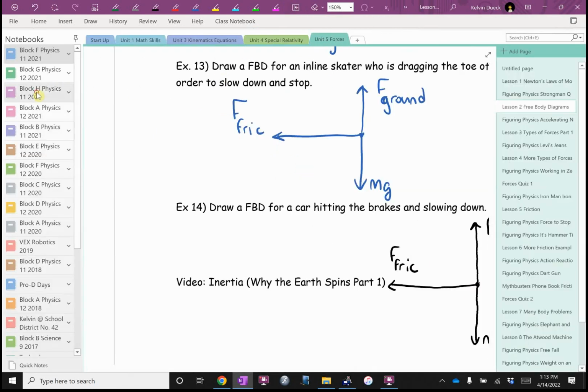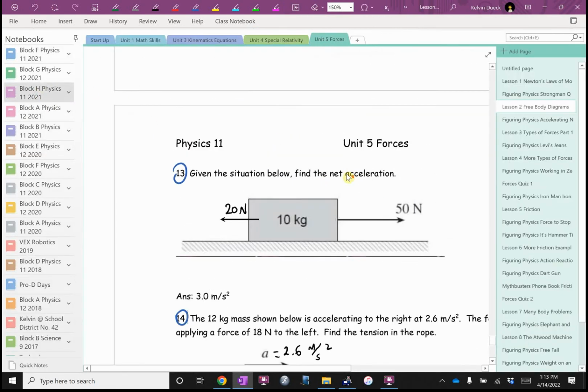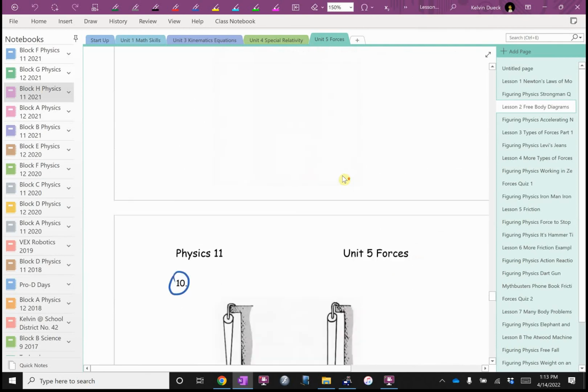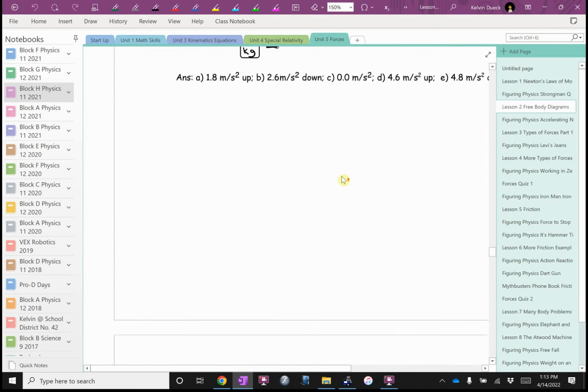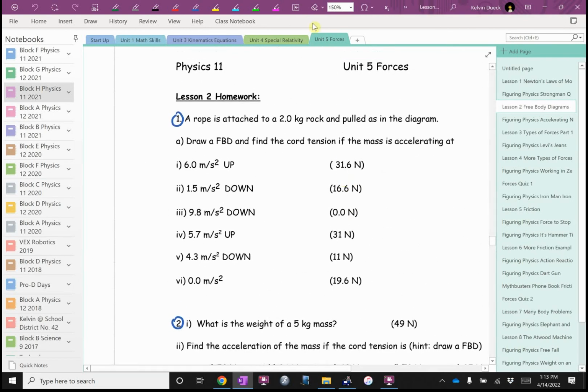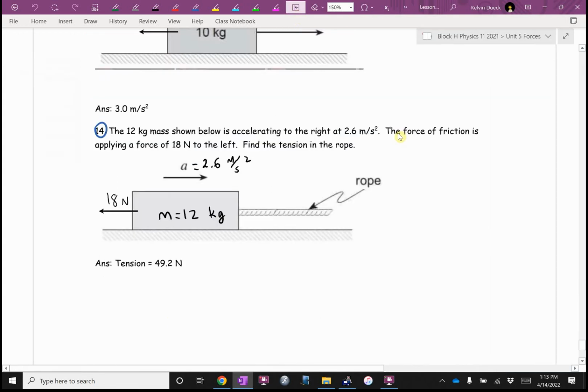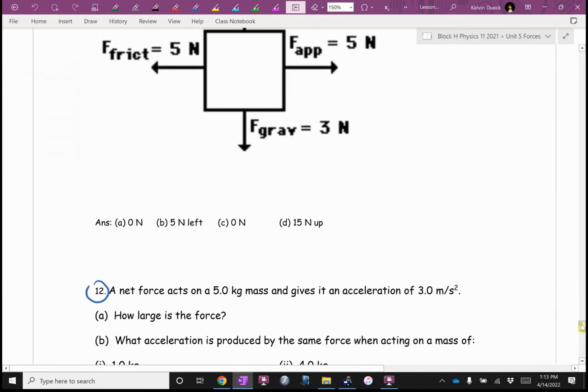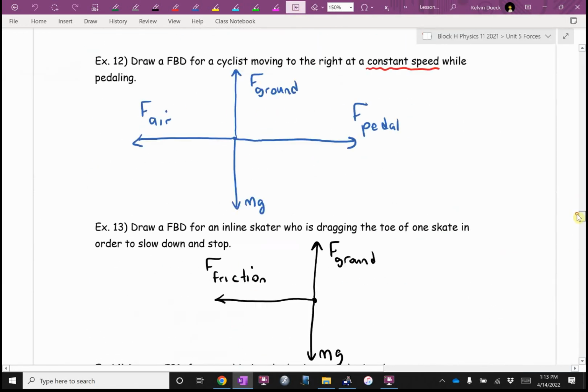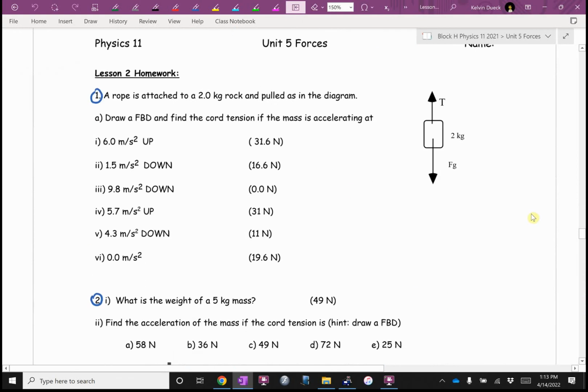What's your homework? I'm going to be giving you a bunch, but you're going to have some time to work on this on Tuesday when we get back. So you can circle question number 1. If you look at number 1, this is the hanging mass tension question that we did a couple of examples of. So a rock is attached to a rope is attached to a 2 kilogram rock.